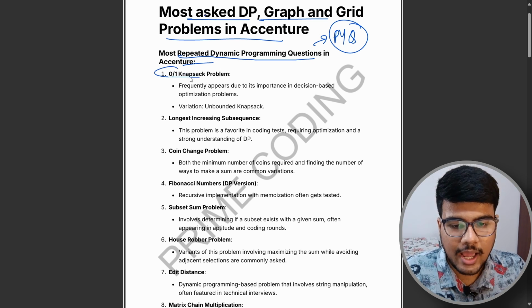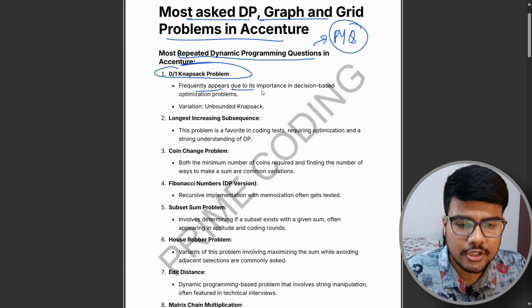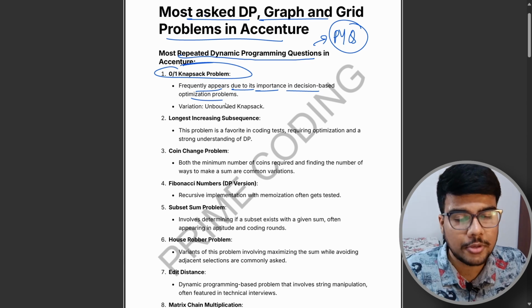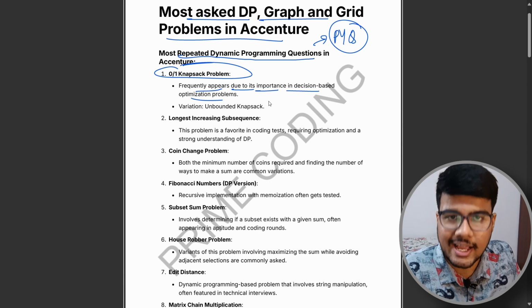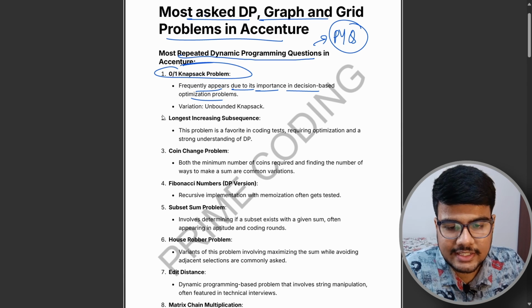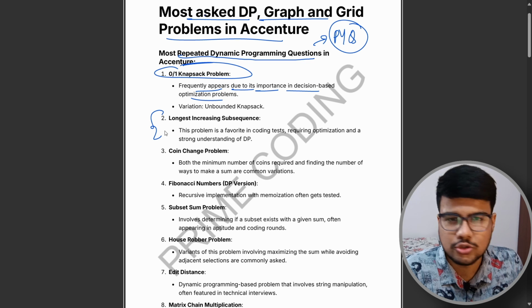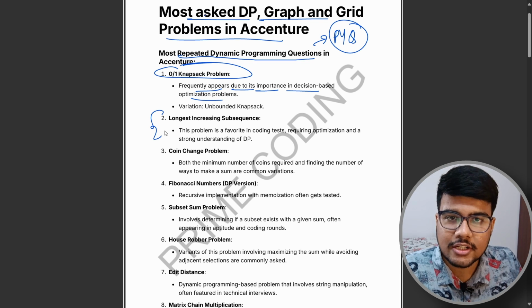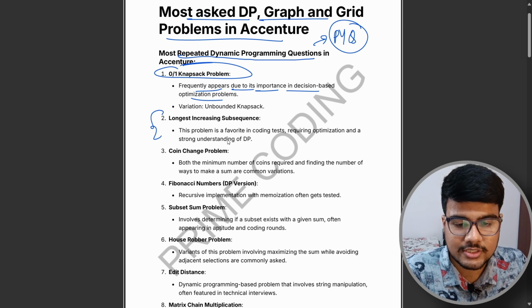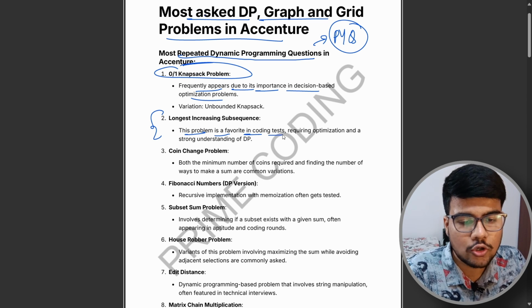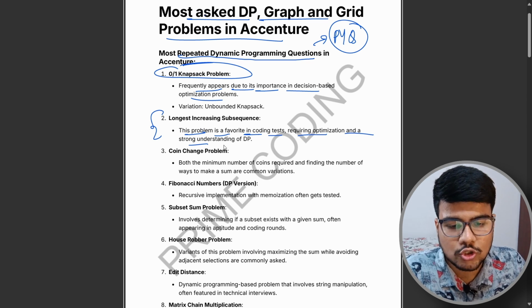So yeah, the 0/1 knapsack problem appears frequently due to its importance in decision-based optimization problems, because these types of problems can be used in real time as well. Okay, now longest increasing subsequence. This pattern you should do, man, because here you can count the minimum increasing sequence, the maximum increasing sequence and much more. As you can see, this problem is a favorite in coding tests requiring optimization and a strong understanding of DP.